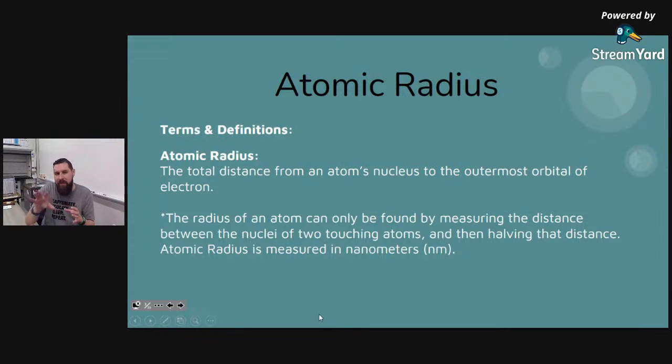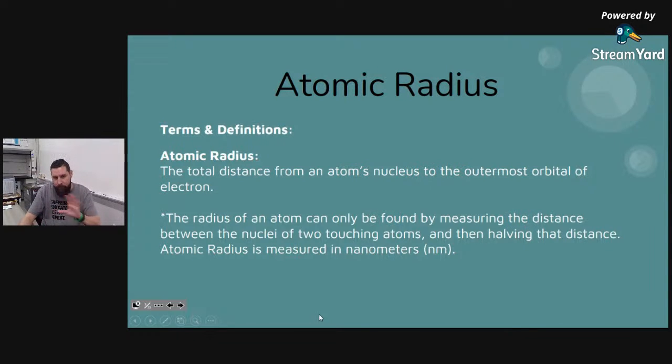But even the quantum mechanical model simplifies down, and we typically talk about it in terms of the Bohr model. So when we see that outermost orbital, it's also okay to talk about it as that outermost ring of electrons. The only way to find that radius is to take 2 atoms of the same type, bring them into proximity until they start to repel each other, then measure the distance from nucleus to nucleus and divide that distance in half. Furthermore, we measure this in nanometers, or nm.